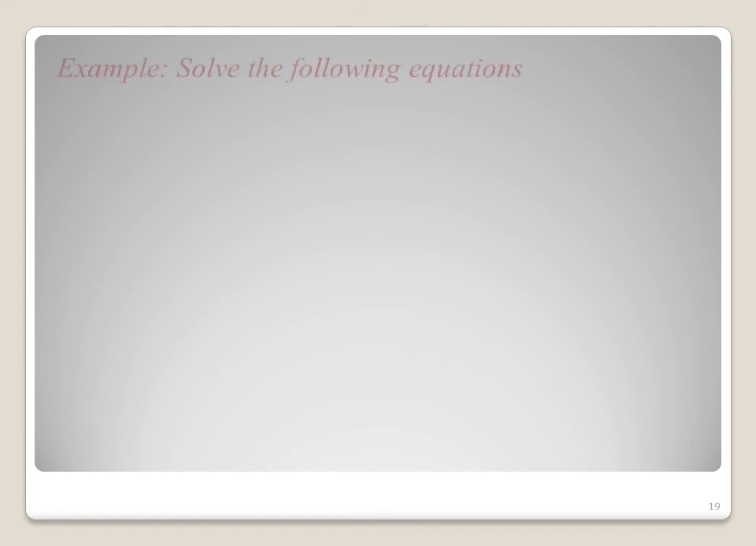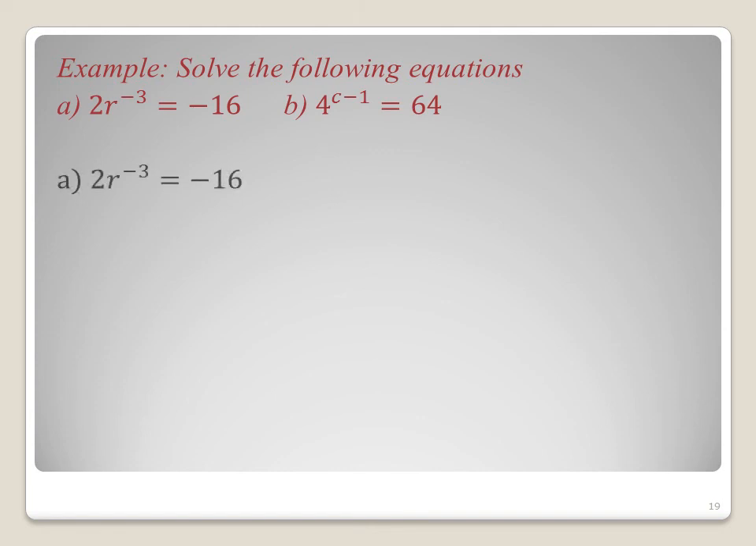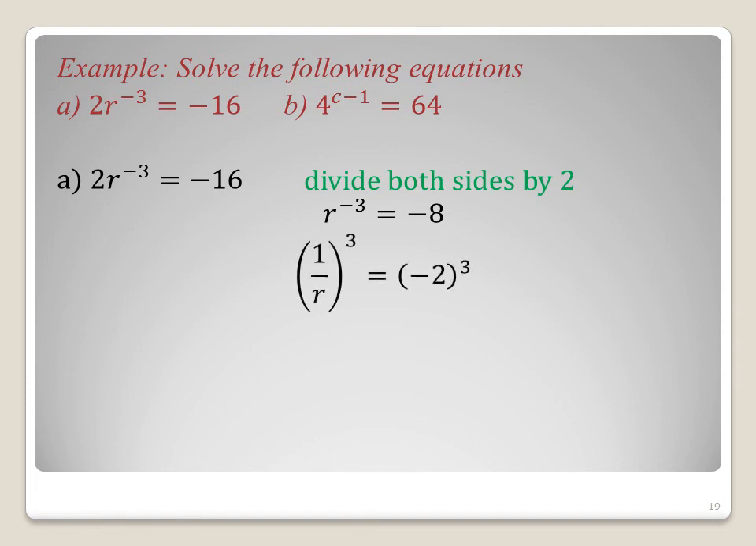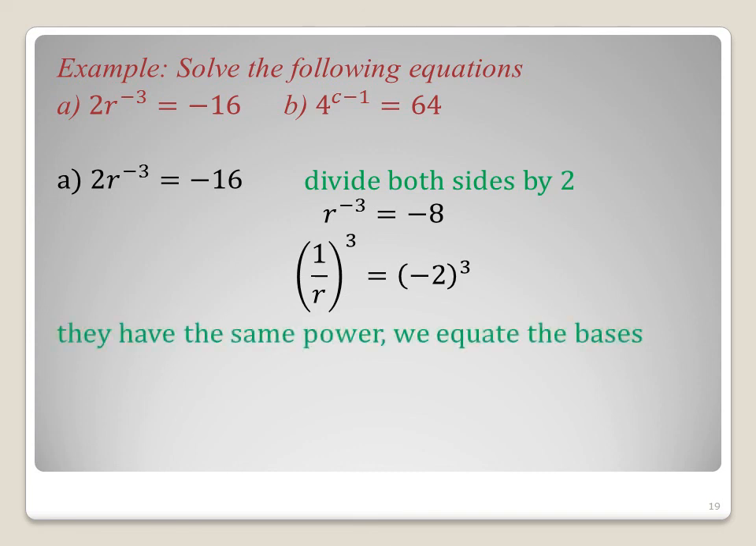Let's consider the following examples. To simplify this equation, we divide both sides by 2. To find the unknown, we express both sides to the same index. Since they have the same index, we now equate their bases. And this gives us r equals minus half.